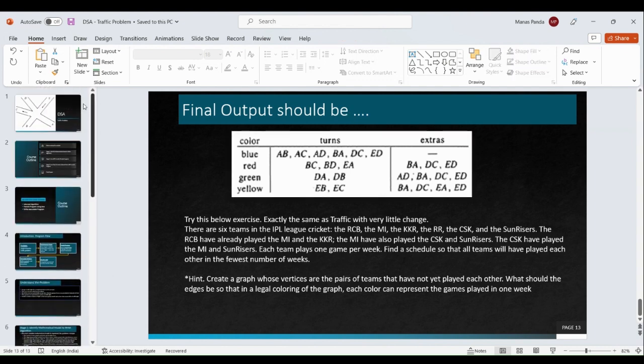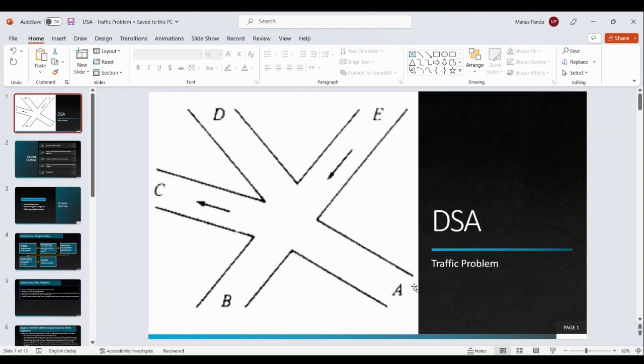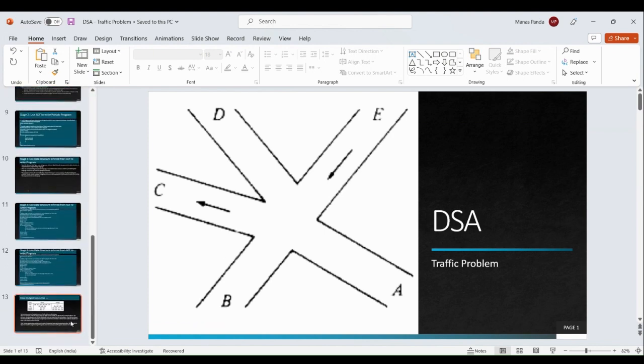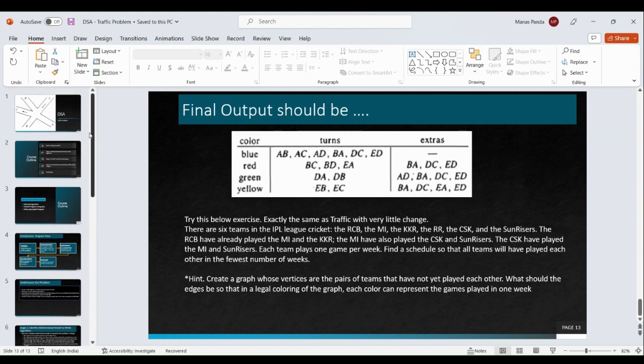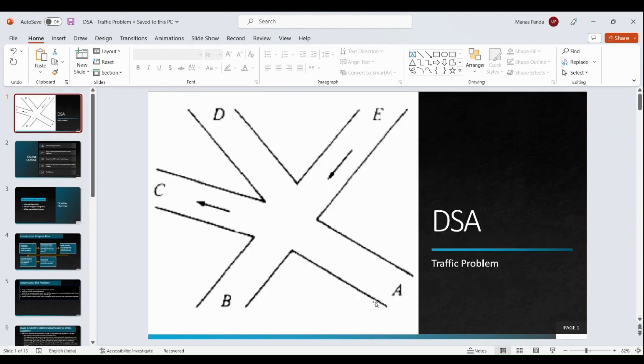Okay, A B, A C, A D. Then comes what? B A, D C, A D. Then B A. So A B is going like this, B A is going this way, D C is going this way, A D is going this way, and D C is like this.